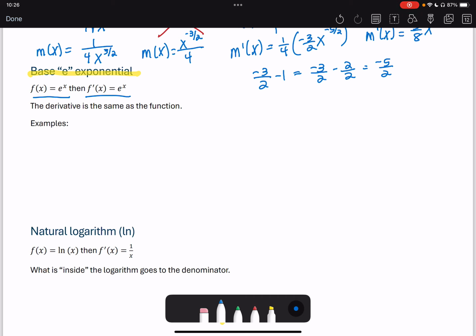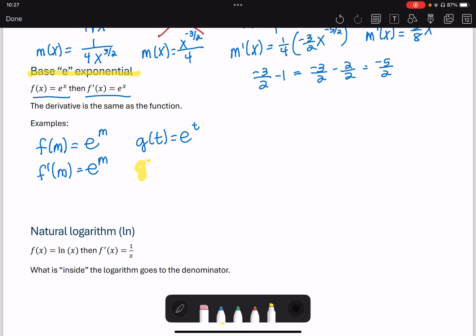Now, let me show you just a couple basic examples here. Let's say f of m is e to the m, okay? They don't have to use an x, right? They can use whatever variable they want. f prime of m would be e to the m. You just get the same thing back. Let's say g of t is e to the t. g prime of t would be e to the t, okay?